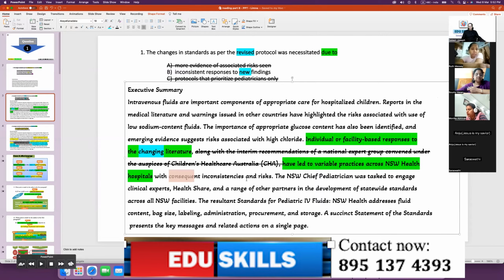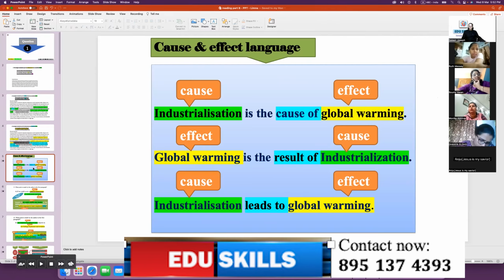Consequent. Consequence means it cannot be the cause, right? Can it be? Consequent means it's a consequence. Okay, if you remember, can you find your words? And this is the first thing I taught you from the very first session of our OET, if you have attended. See, cause and effect language can be presented in multiple ways.